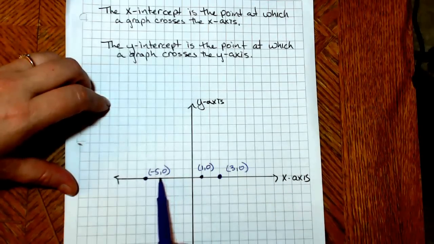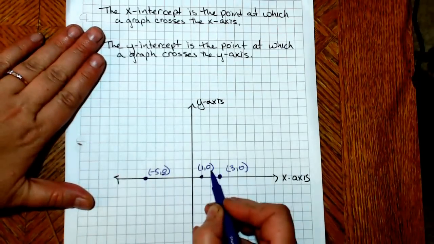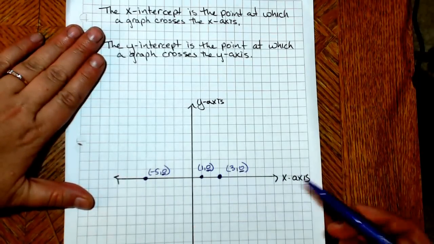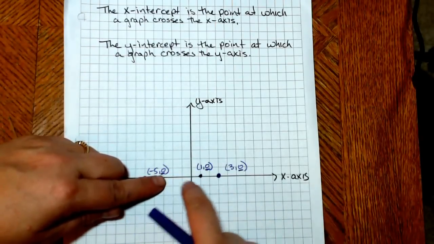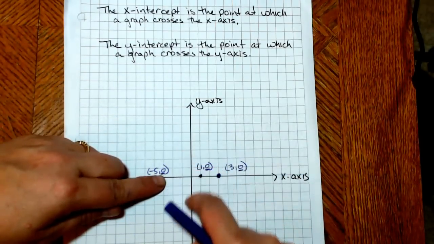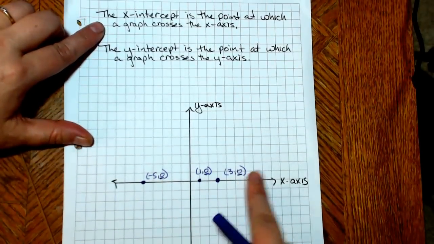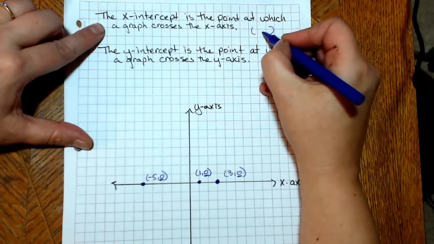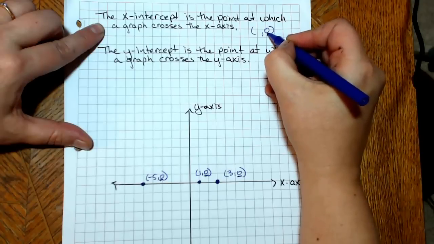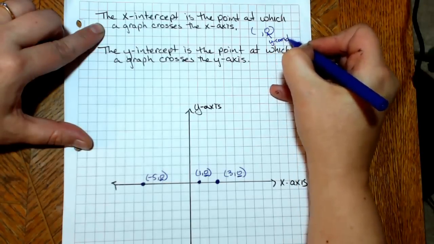So if you look at these three examples of x-intercepts, you might notice that they all have a y-coordinate of 0, because when you cross the x-axis, you are not above it or below it, so your y value is always 0. So your x-intercept is the point at which a graph crosses the x-axis, and that point will have a y value or a y-coordinate of 0.